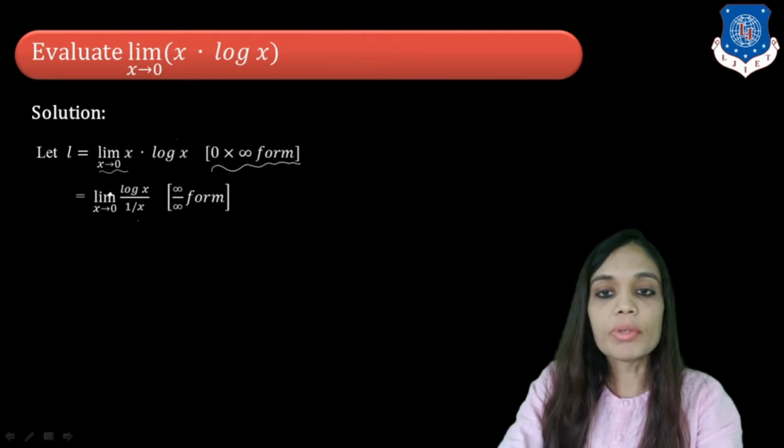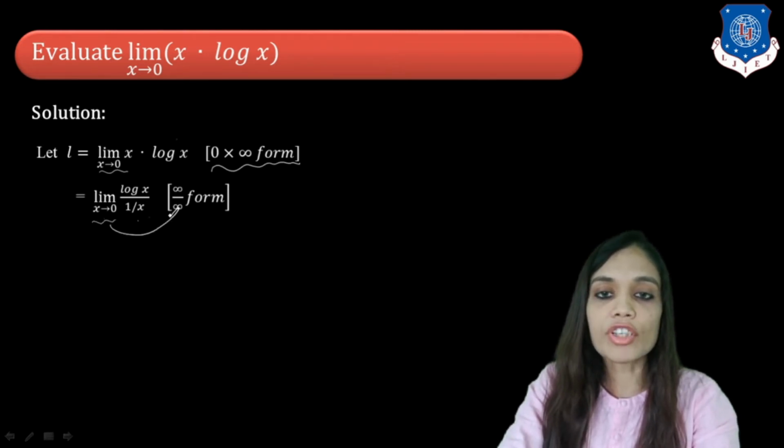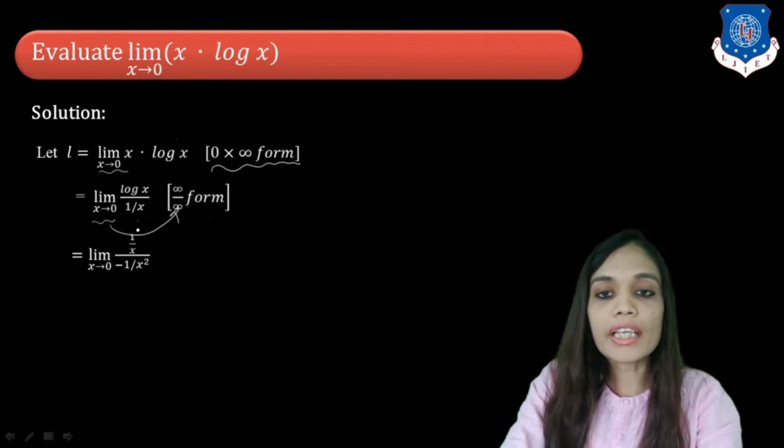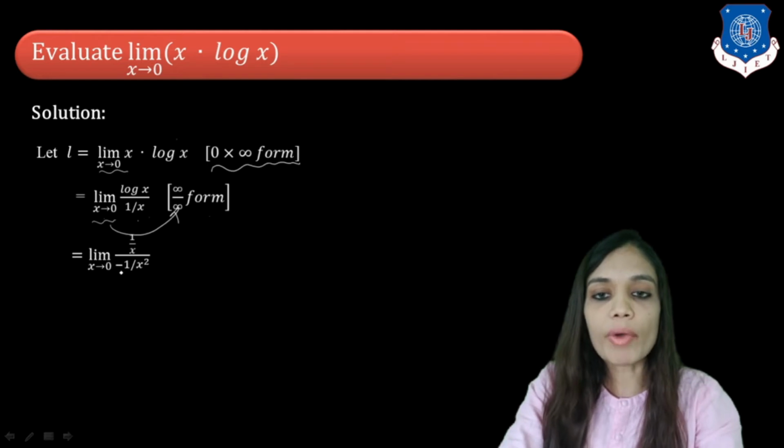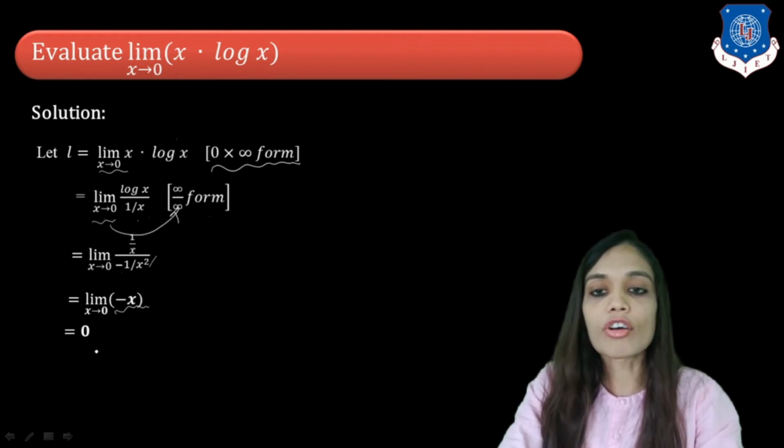So finally L will be equal to limit x tends to 0 log x upon 1 by x. Now if you put x tends to 0, you will get which form? Infinity by infinity form. So start applying your L'Hopital's rule. So derivative of log x will be 1 upon x and derivative of 1 upon x will be minus 1 upon x square. On simplifying, you will get limit x tends to 0, 1 by x will get cancelled out. So you will get minus x. Now if you put 0, the final answer of the limit will be equal to 0.